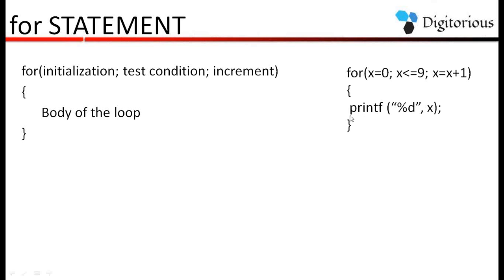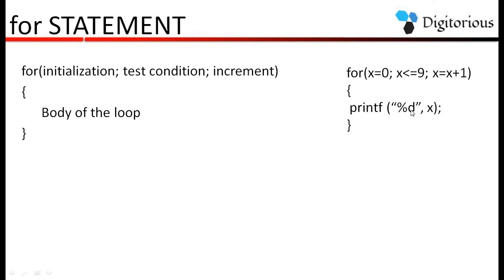For example, we want to execute the statement printf "%d", x, and we want this statement to get executed till the value of x remains less than 9. And look at this, we are incrementing the value of x by 1 in each execution of the loop. Now how will this execute? Once the compiler encounters the for statement, it will initialize the value 0 to this variable x, check the testing condition, that is 0 less than or equal to 9, which comes out to be true. As soon as the value comes out to be true, it will move inside and start executing the statement.